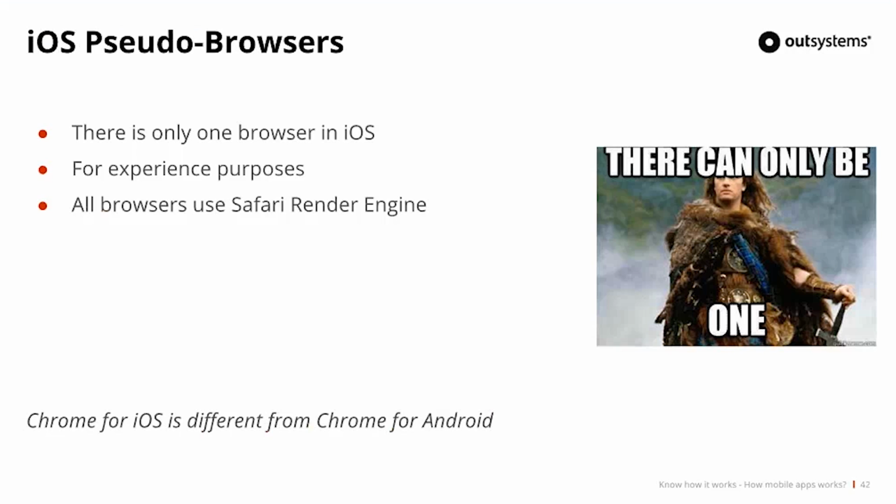Well, you probably heard about iOS pseudo browsers. The reason here is that for experience purposes, in Apple's iOS, we only have one browser, Safari. So if you install Chrome there, you are not using Chrome, just the UI of Chrome, but in the back you are using the Safari render engine. So Chrome on iOS will be different from Chrome on Android or on your desktop.